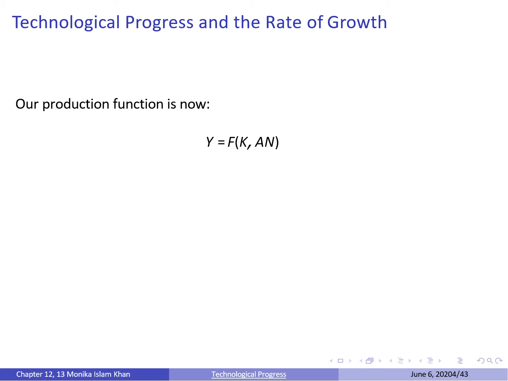So after including technological progress, this is what your production function looks like. Now your production function includes capital and technological progress times N labor. This AN term here is called effective labor. So the two factors of production that you have in your production function are capital and effective labor.